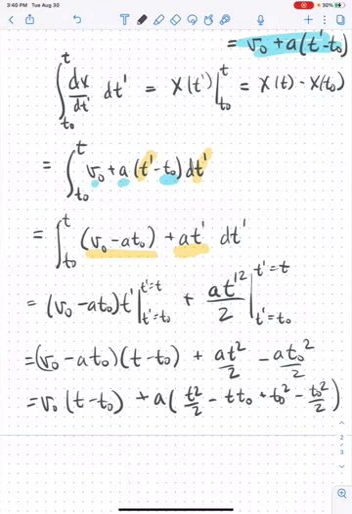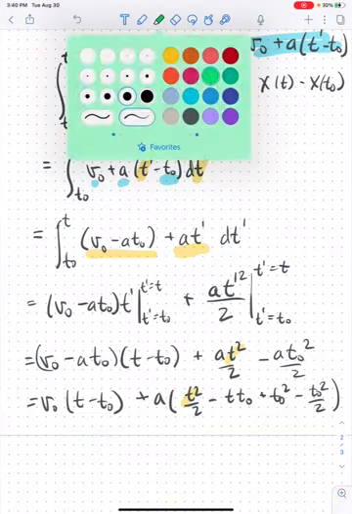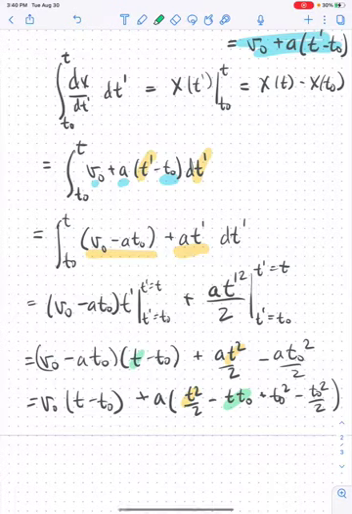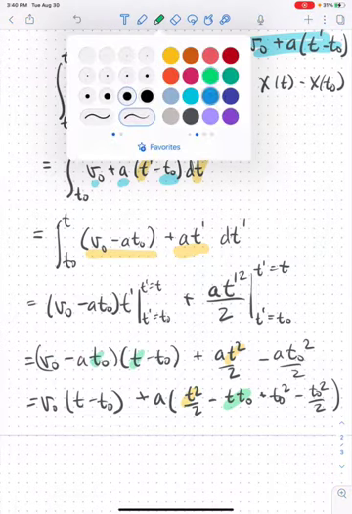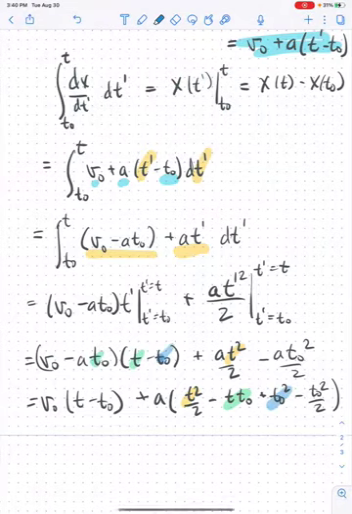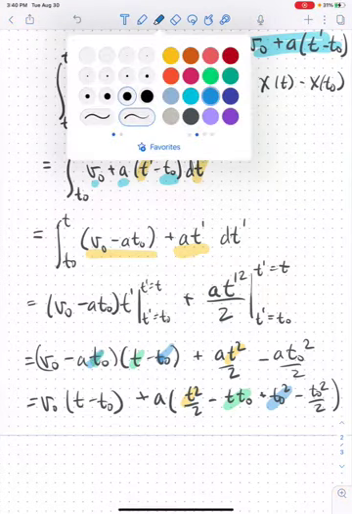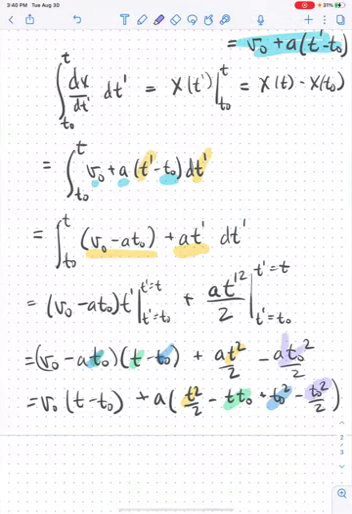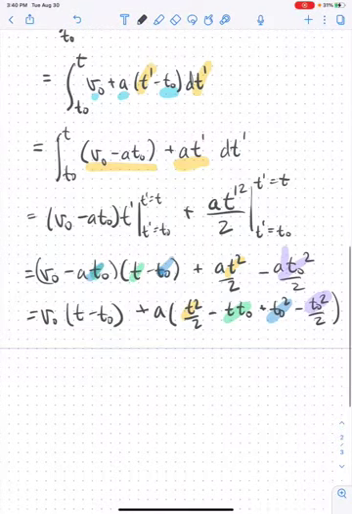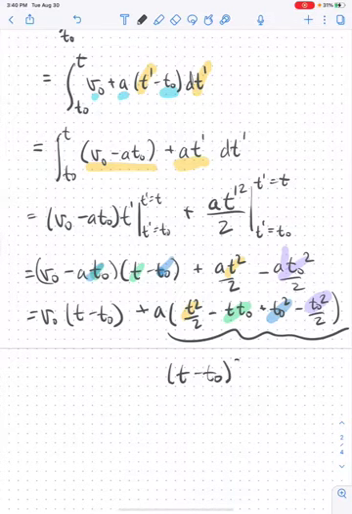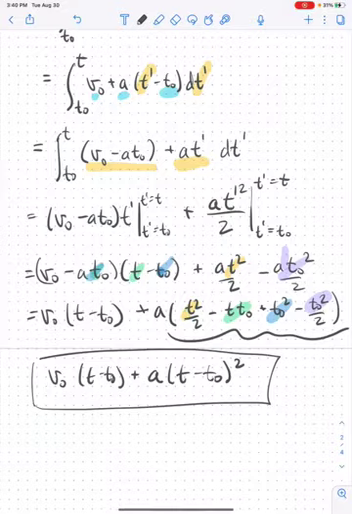Sorry that I did those in kind of a weird order. I'm going to highlight which one goes with which. So this one is this term. This one is this term. This one is this term. And this one is this term. So notice that all of this thing is t minus t naught squared, and we've also got v naught times t minus t naught. So this is one side of our equation.